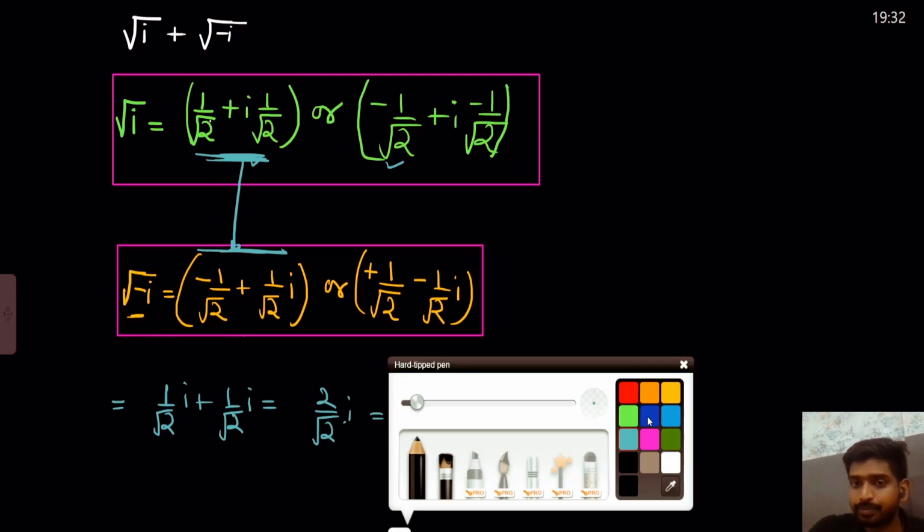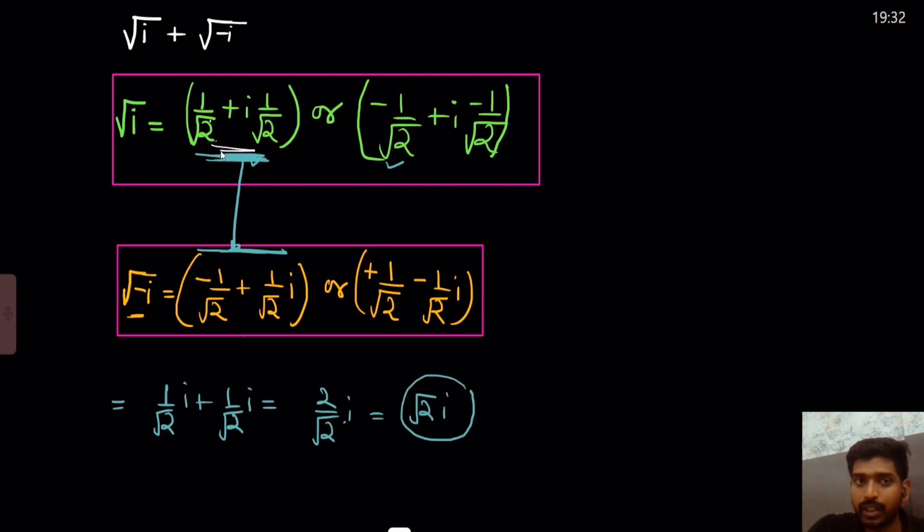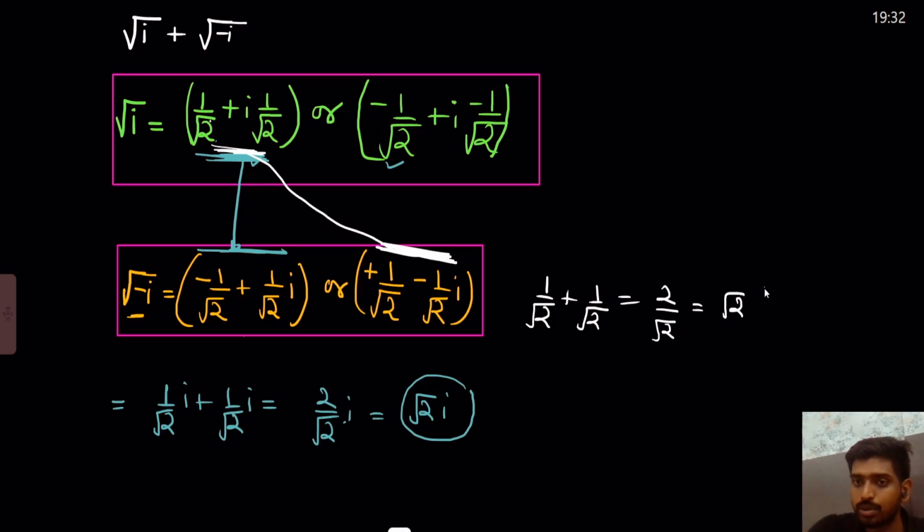Now next possibility, when this one is added with this one. So what will we get here? You can clearly see the real part will get added and the imaginary part will get cancelled. So here we will get 1 by root 2 plus 1 by root 2. Real part will get added and imaginary part will get cancelled. So here we will get 2 by root 2, which is equal to root 2. So root 2 is one more answer.